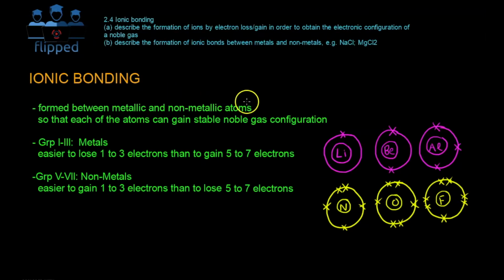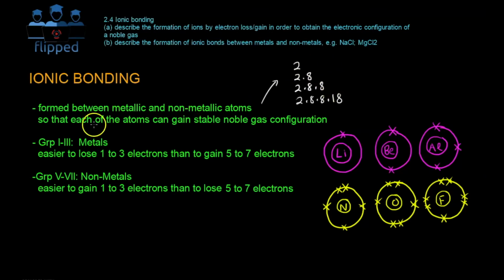Today we are on ionic bonding. An ionic bond is formed between a metallic and non-metallic atom, so that each atom can gain its stable noble gas configuration, like in the case of helium, neon, etc. What we want ultimately is to get one of these electronic configurations: 2, 2,8, 2,8,8, or 2,8,8,18. As long as we form this configuration, it's a noble gas configuration, which means it's stable. Every atom wants to form this because currently they are not very happy with their electron count.